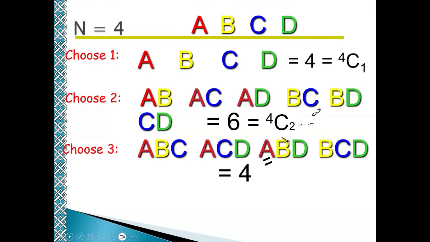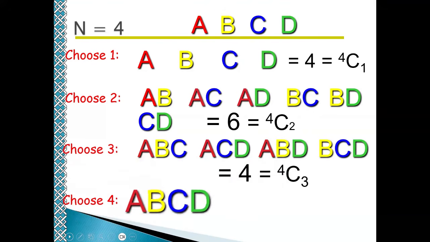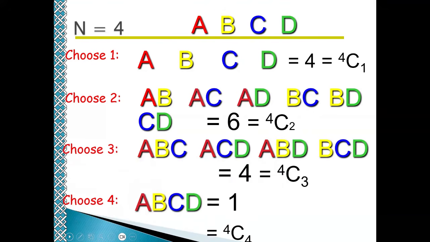If you want to use a formula, what formula will you use? 4C3. And if you have to choose all of them, do you have a choice now? Nothing. This is something like only one. So 4C4 is 1.